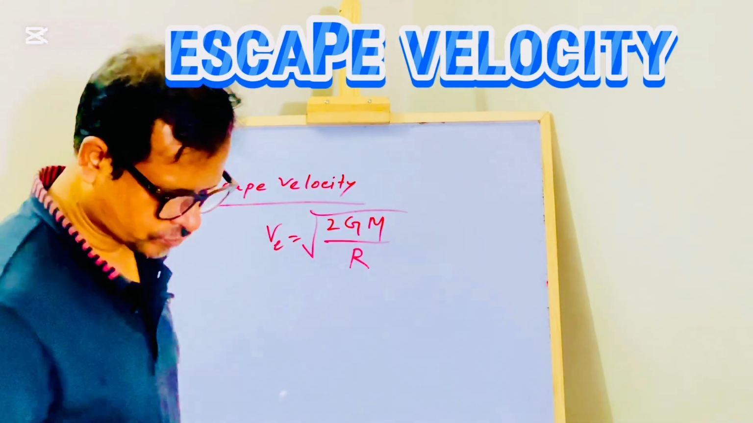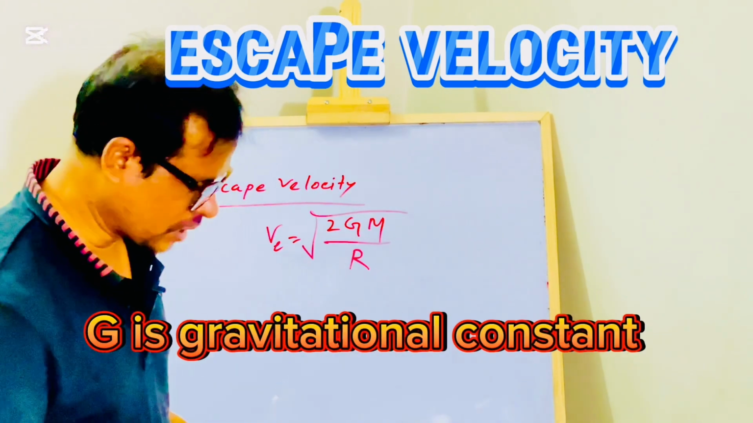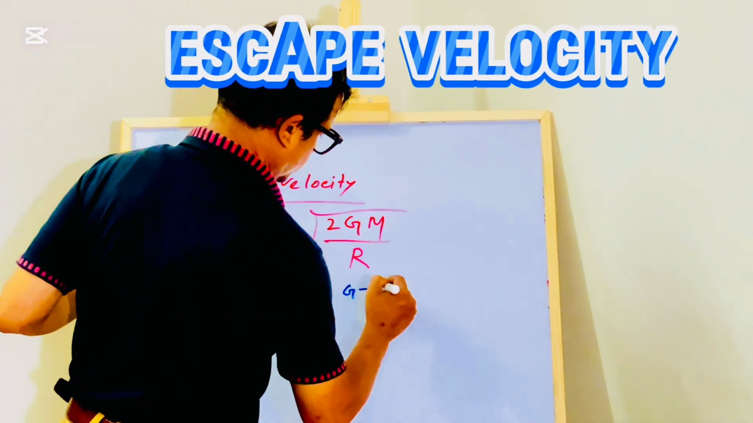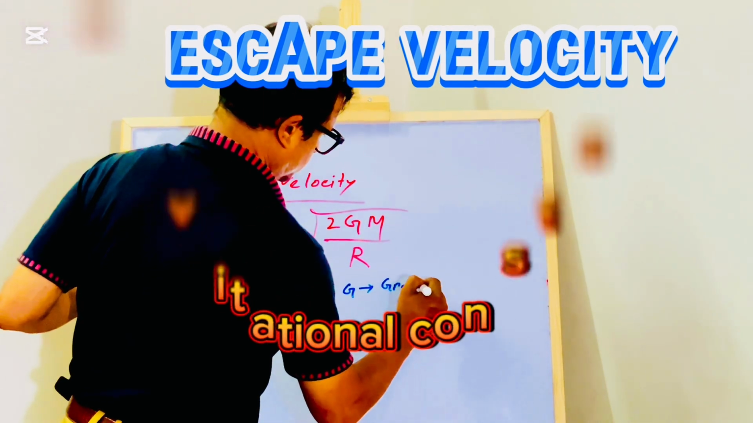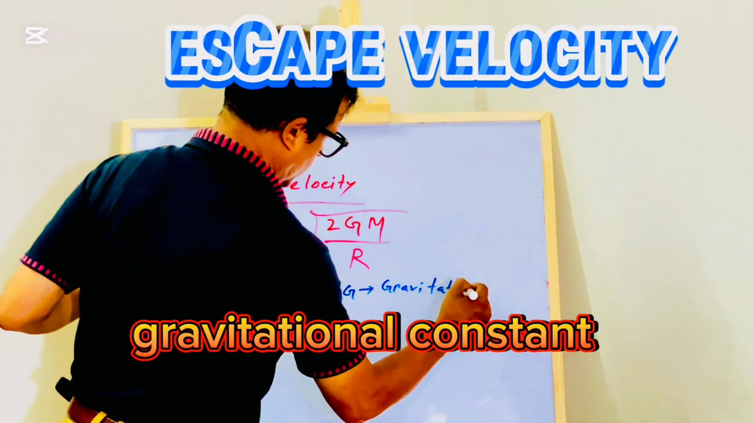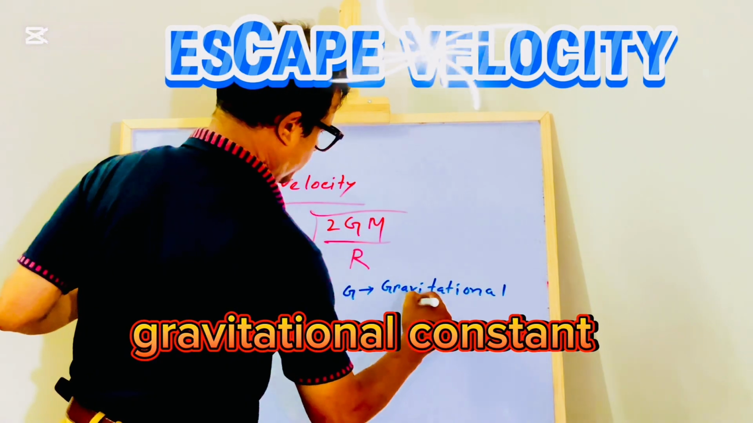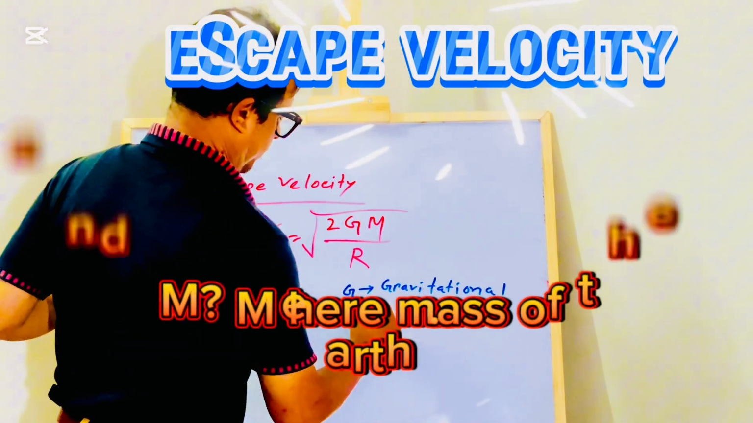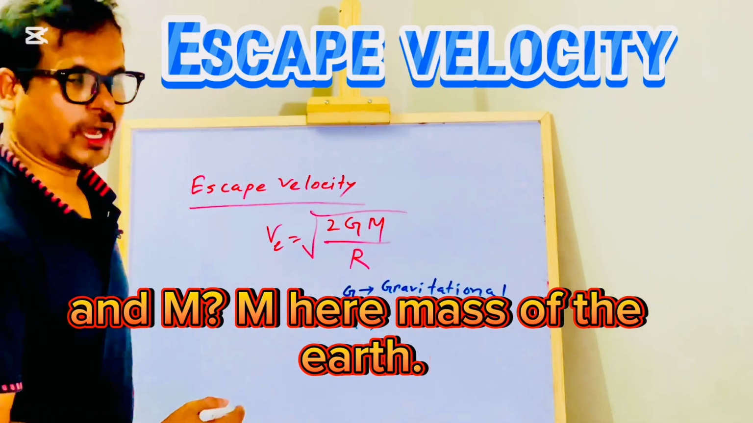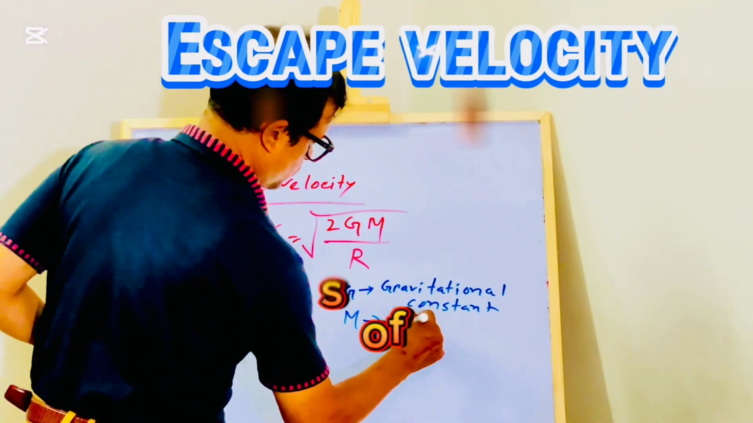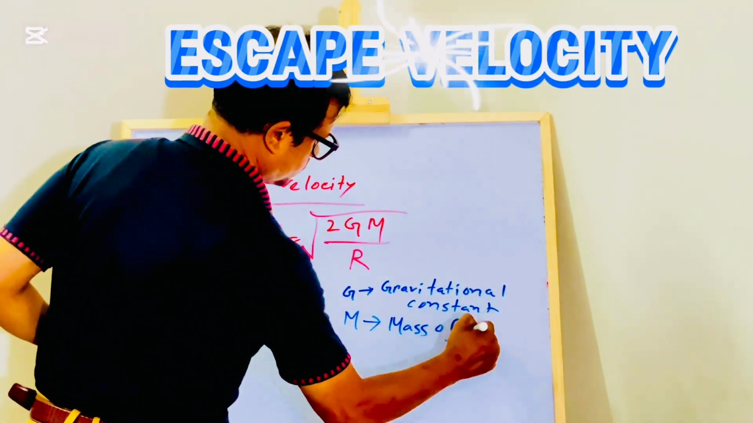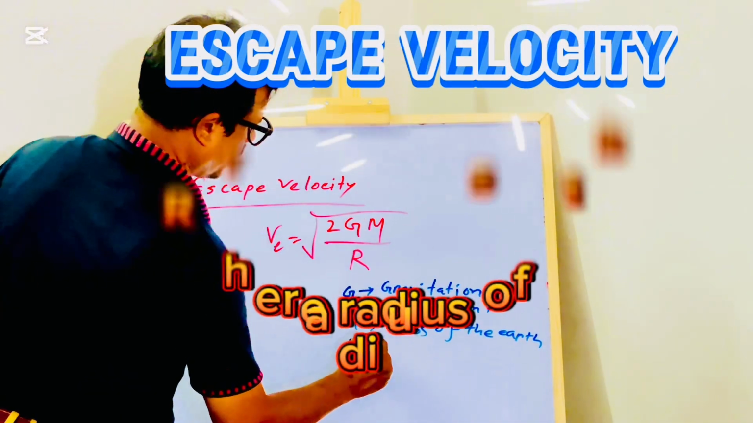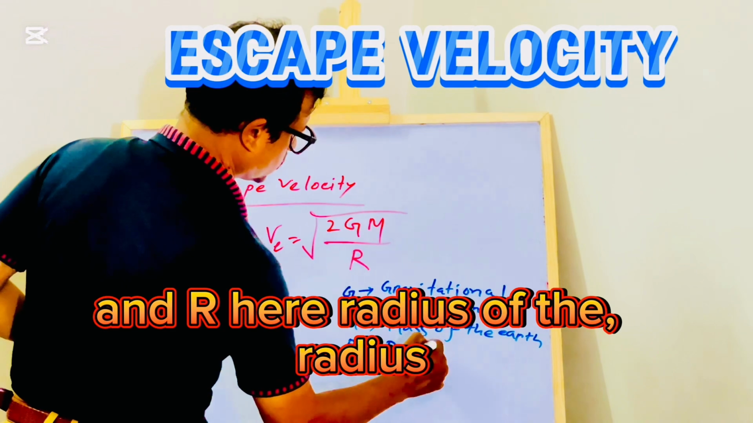G here is the gravitational constant. And M here is the mass of the earth. And R here is the radius of the earth.